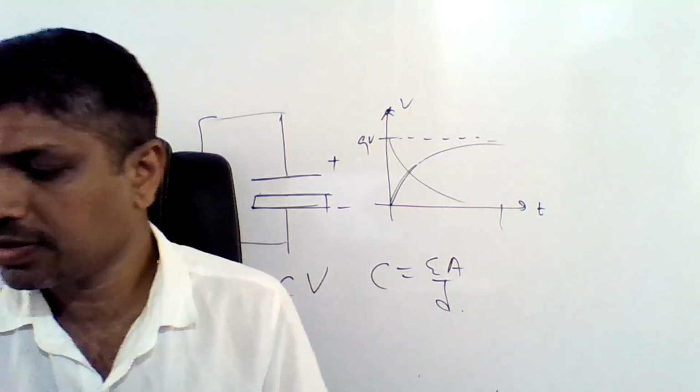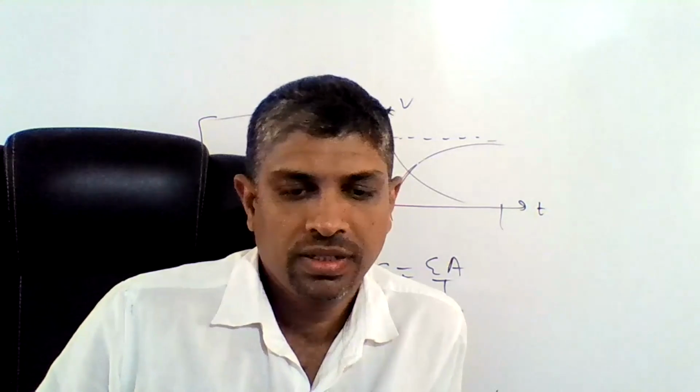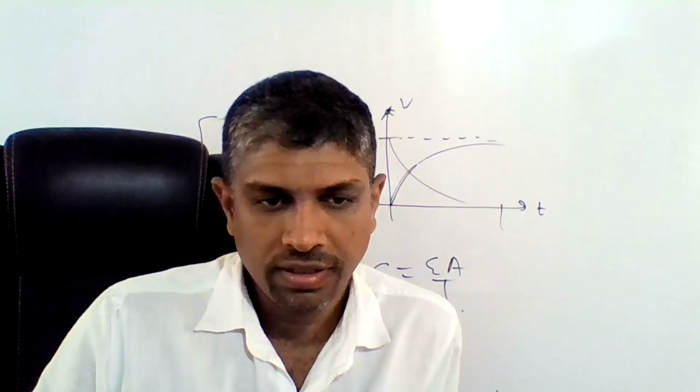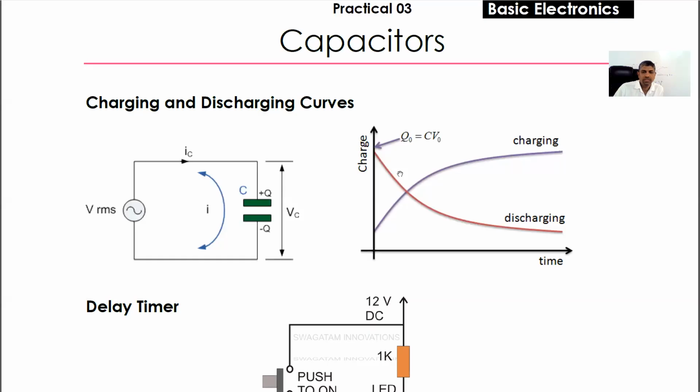So we are going to construct a very simple circuit. If you turn to page number 7, you can find the charge. Actually, this should be voltage. This is the charging and discharging, voltage and time. I have taken all these curves from the internet.